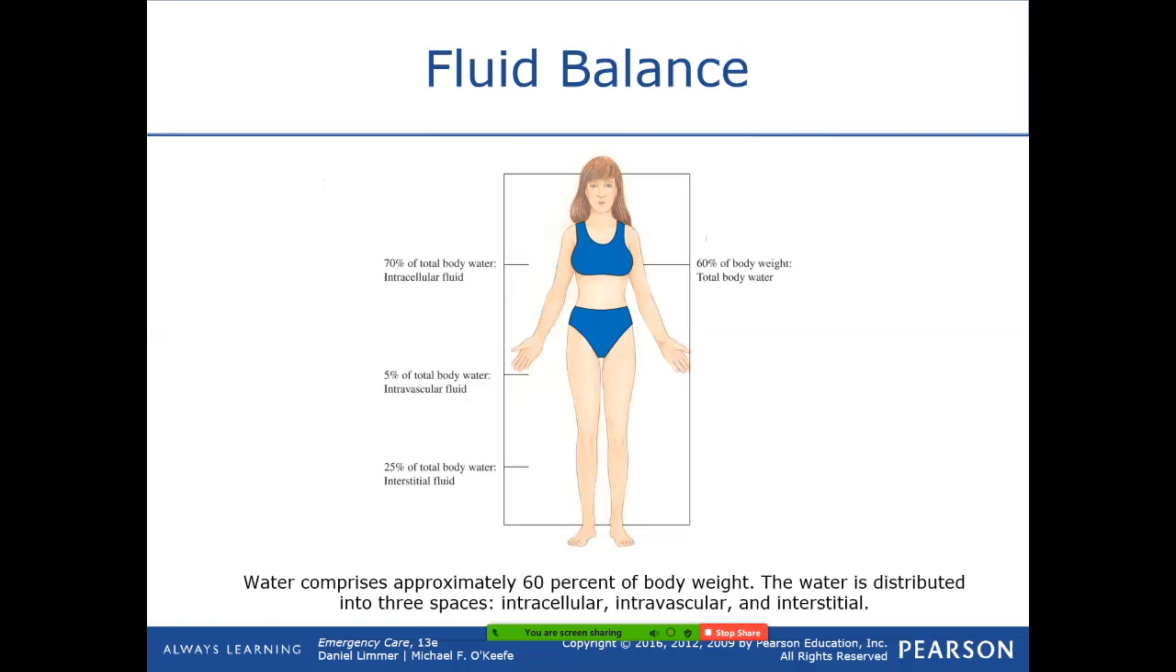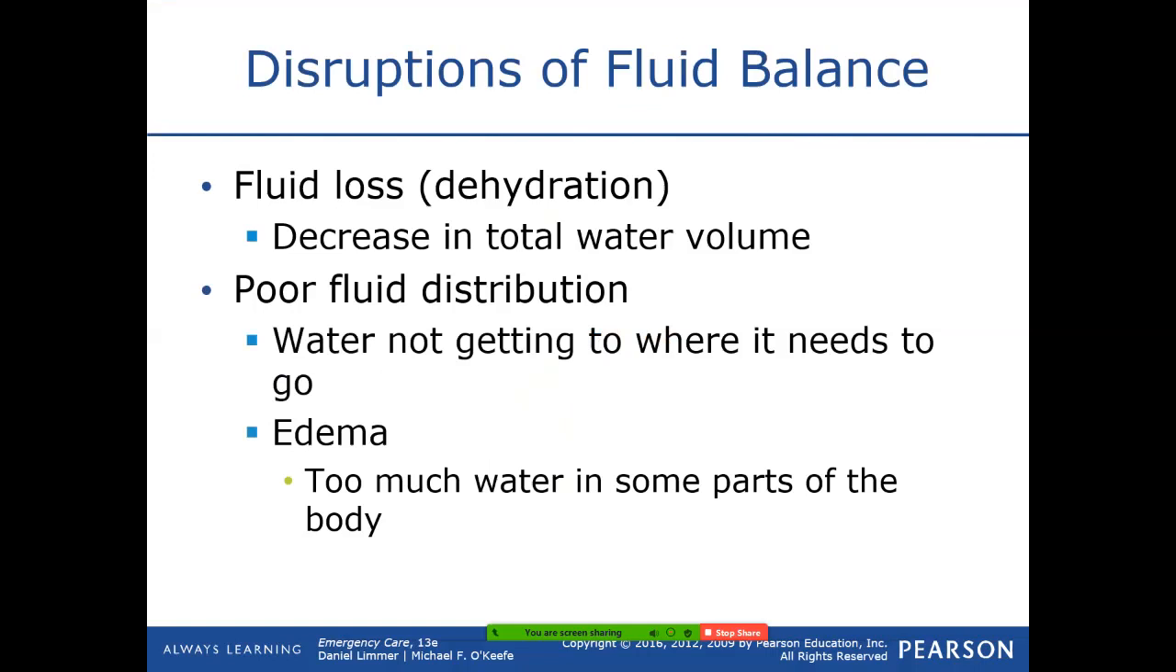Okay, just a picture about the fluid balance here. So the water is distributed in 3 different places. All right, if there's disruptions in the fluid balance, fluid loss, dehydration, decrease in the total water volume, poor fluid distribution, the water's not getting to where it needs to go, edema, meaning there's too much water in some parts of the body. All right, those are going to be some disruptions in the fluid balance.